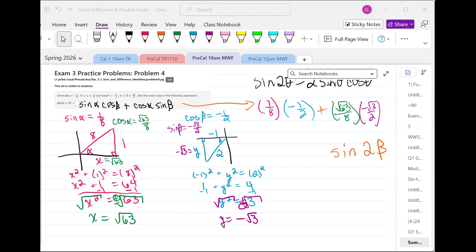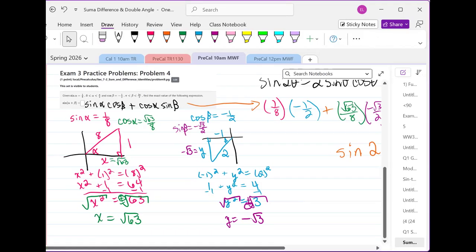So on this question, you do need to leave it as exact values. You can't just shorten it to the decimals. Yeah, the follow-up is how the double angle question will be formatted.